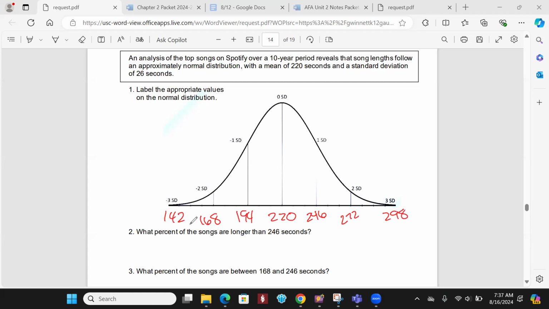All right, what percent of song? Oh, we got to fill in the other data. I would go ahead and put the empirical rule in here. So this is 68% of the data. This is 95. And 3 standard deviations is 99.7. All right, what percent of the songs are longer than 246 seconds? 16%.